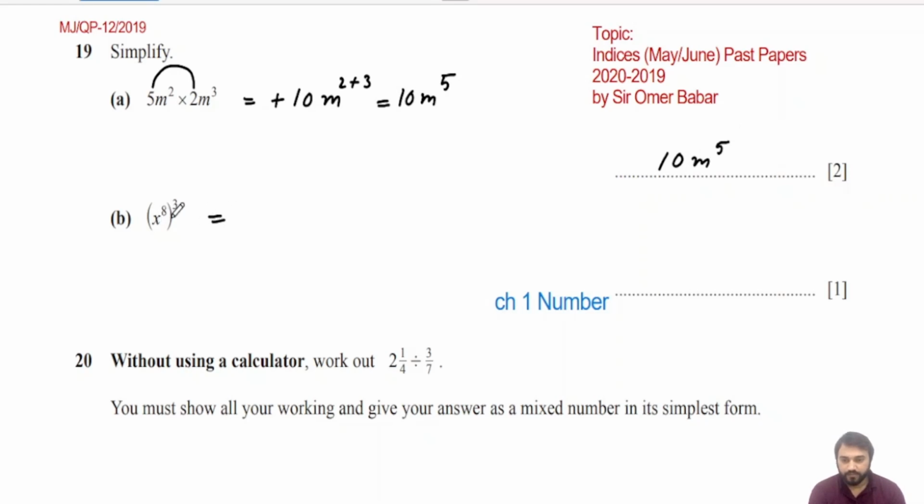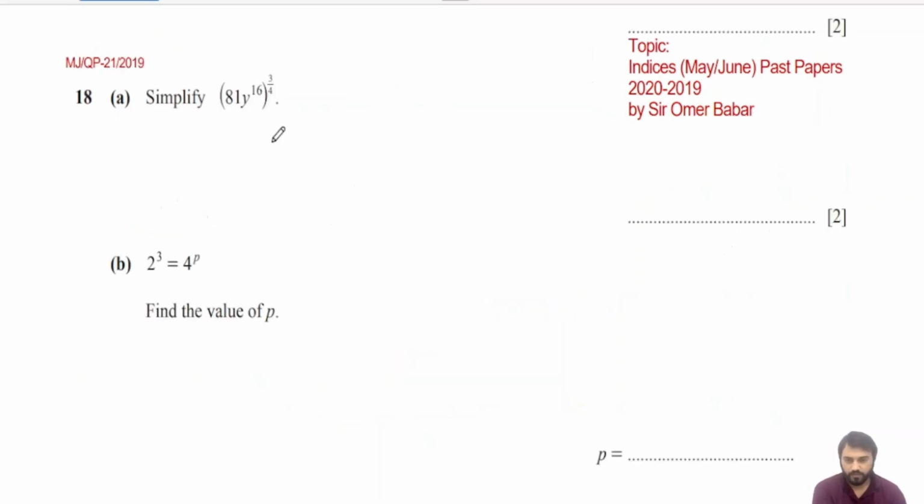Okay, we have x raised to power 8 whole power 3. So just simply multiply it. 8 into 3 is 24. Our answers to this question are 10 m raised to power 5 and x raised to power 24.